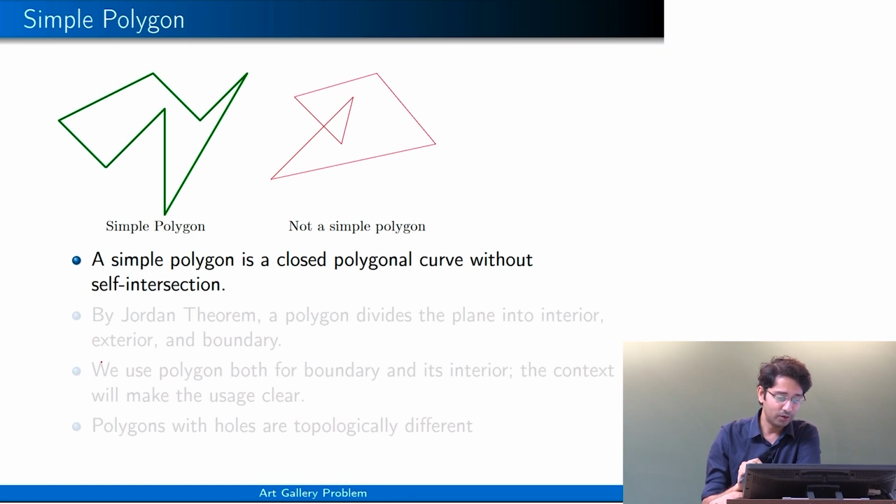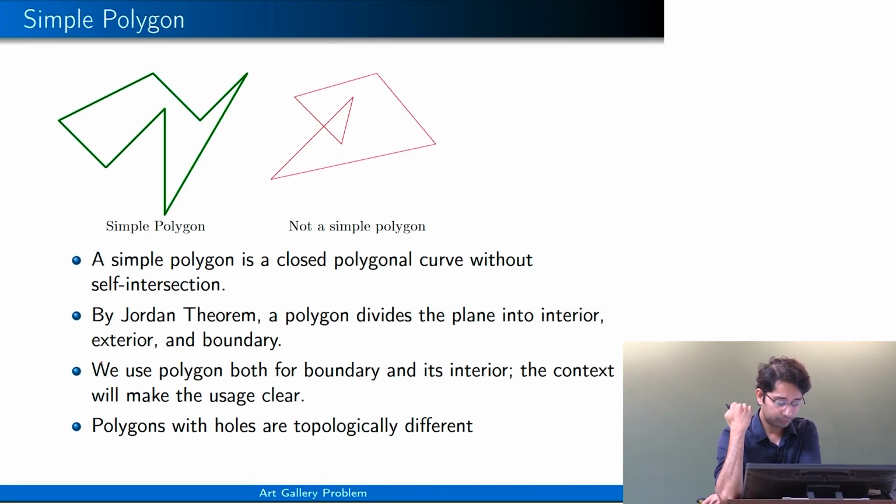Enough of running around. So, this is a small history about this problem, but let us formally define it again. I have told you that we will model the art gallery or the secure facility as a simple polygon. So, what is a simple polygon? It is a closed polygonal curve without any self intersection. For example, the green polygon on the left hand side is a simple polygon, whereas the polygon on the right hand side is not a simple polygon.